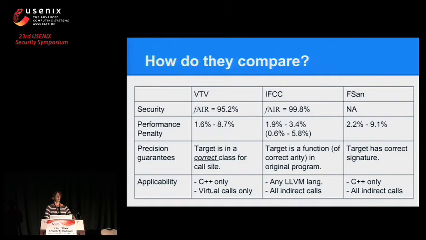The remaining forward edges that we did not protect with VTV, most of them turned out to be either C-style indirect function calls or indirect function calls that were in statically linked C libraries. And in Ifcc, they were almost all in statically linked C libraries. Now, looking at the performance penalty, the first thing you need to understand is that in this kind of mechanism, you are going to have some kind of performance penalty because we are adding instructions to the execution stream, so it's going to have some effect.